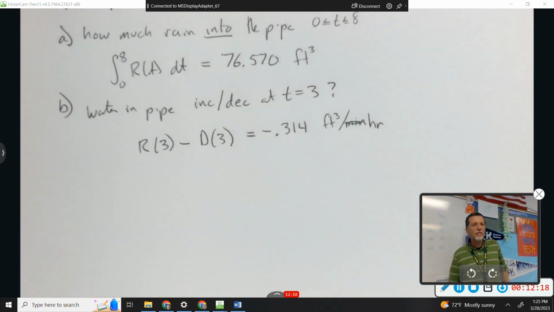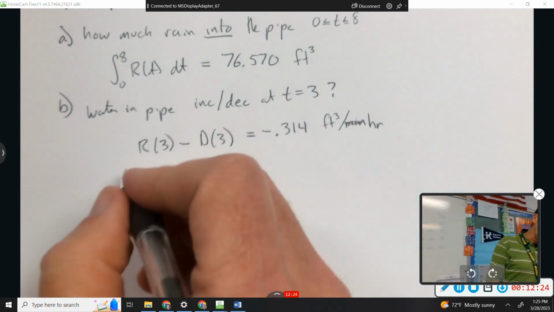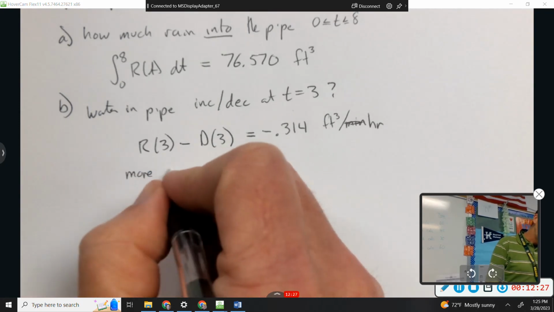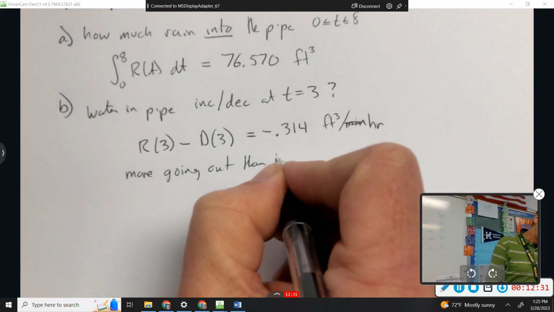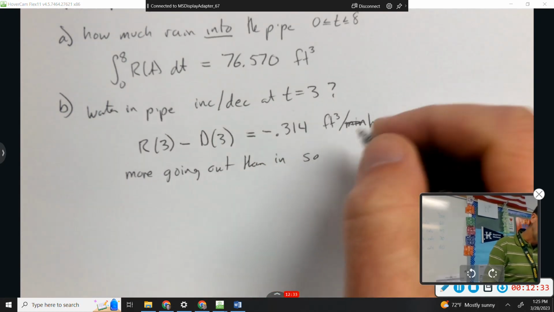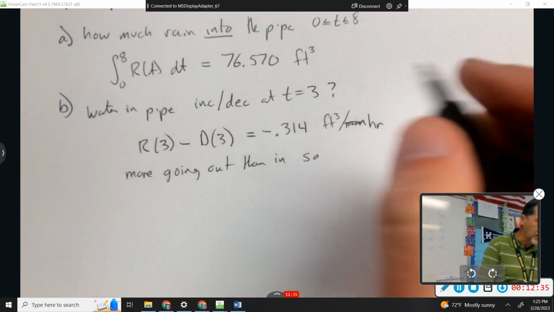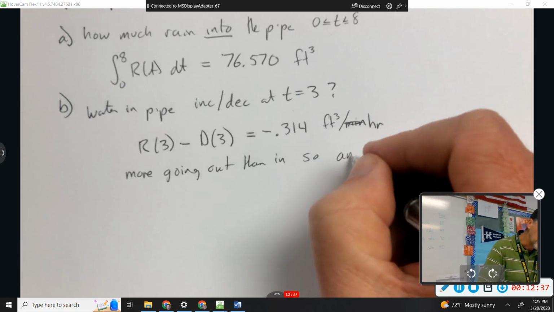So what does that mean? If R3 minus D3 is negative, it's decreasing. Outbound is faster than it's increasing, right? There's more going out than coming in. Can we just say decreasing and leave it at that? Well, you definitely need to say decreasing. So the amount is decreasing, because that's what they asked.